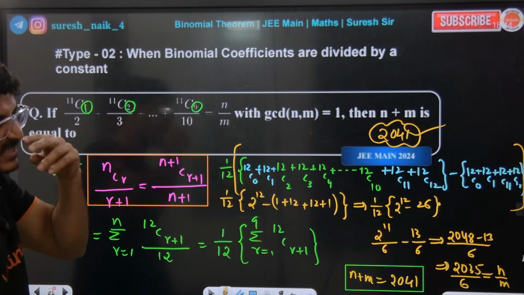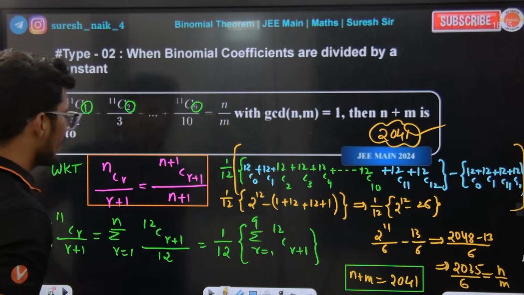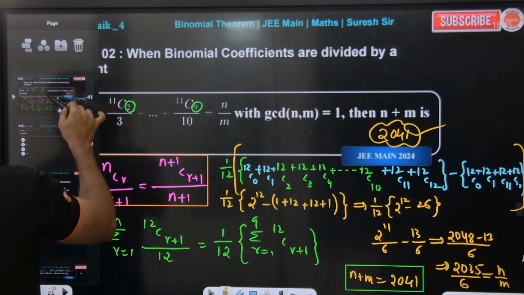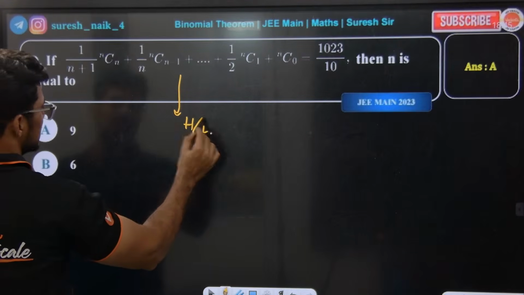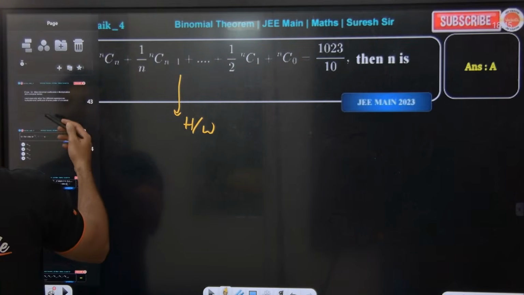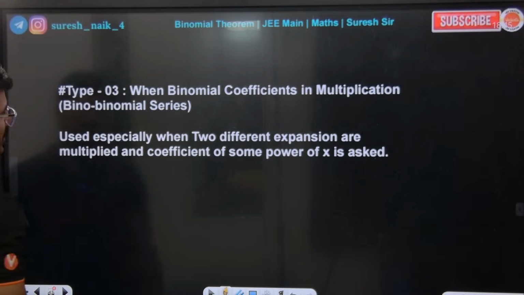So this is how we get the answer. 2041 is the right answer. Okay. Yes sir. Next. This is a super question. I need to try to take this as a homework. Okay. Next concept, type 3.